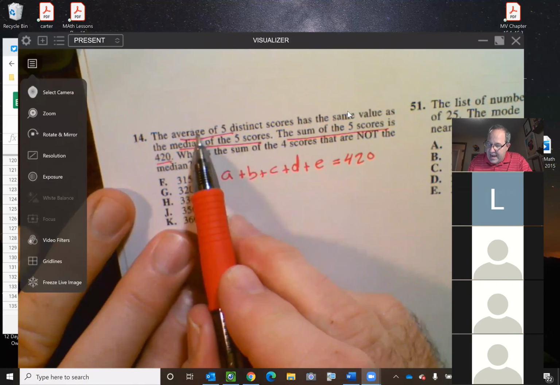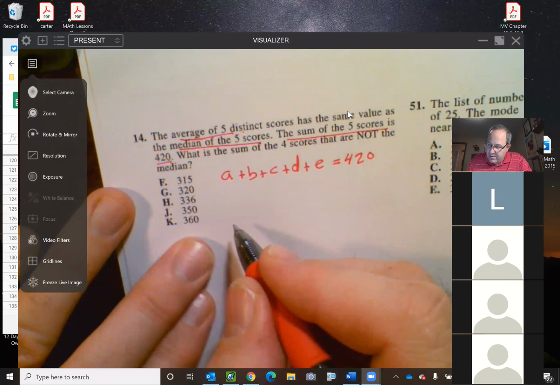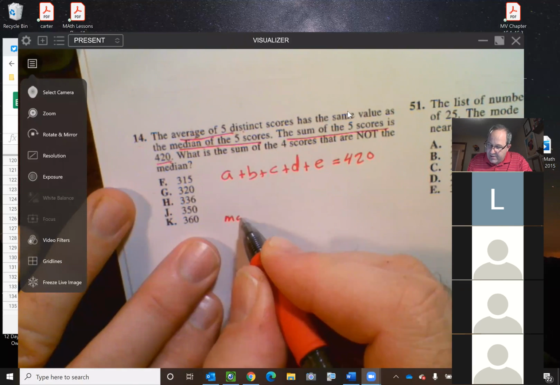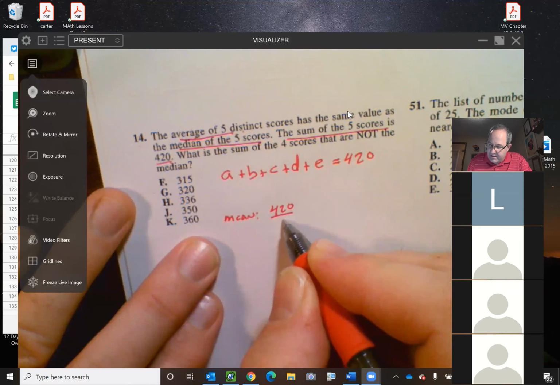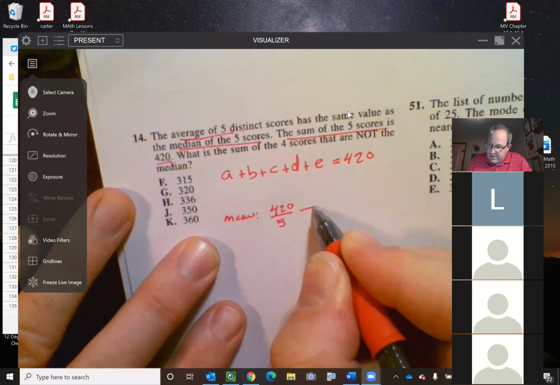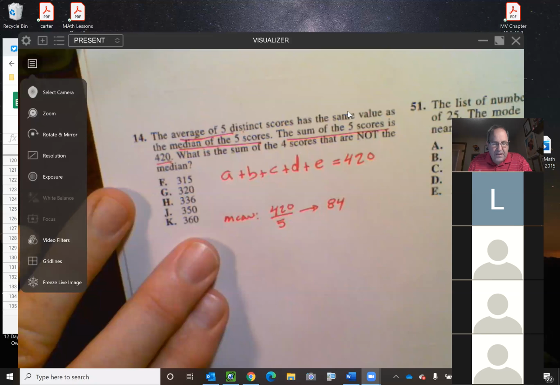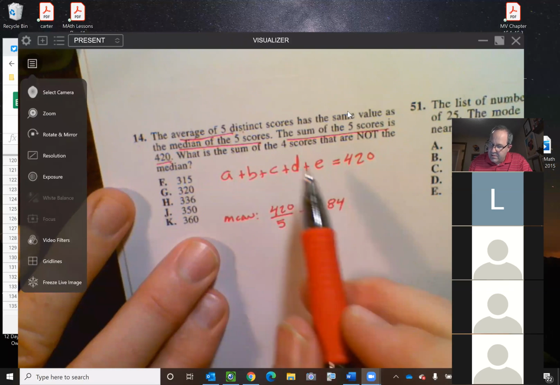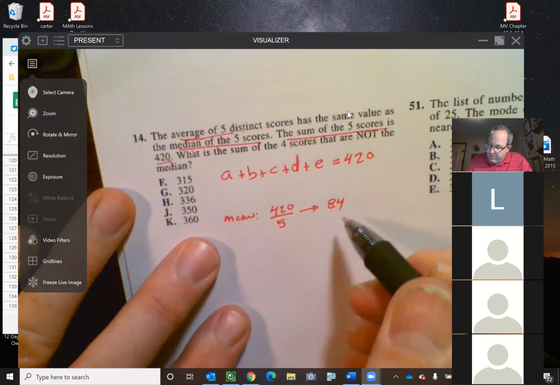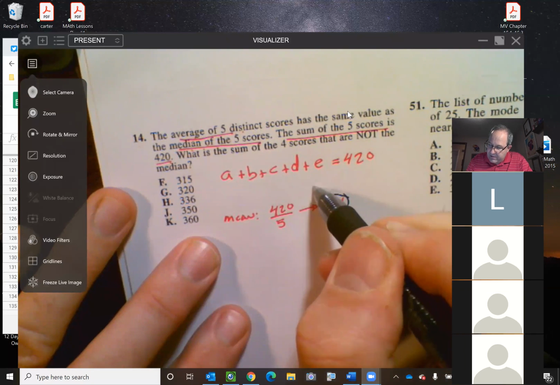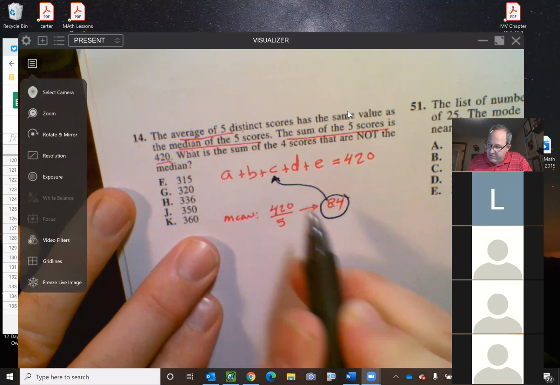Now we're told that the average is the same as the median. Well, if I go ahead and find the mean, isn't that going to be 420 divided by the 5 numbers? And that means that's equal to 84. Well, the median's going to be the same number, right? So this 84 must be the middle value. And I think if I put these numbers in order, the letter C is 84.